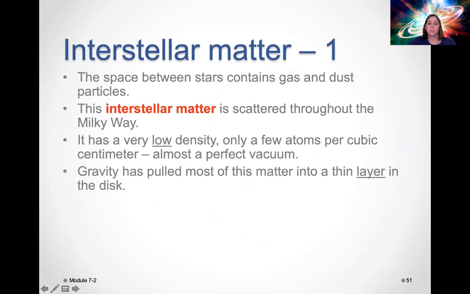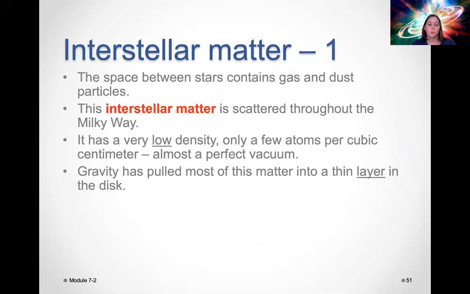The space in between stars contains gas and dust particles. This is called the interstellar matter. Inter is a root word meaning in between. Stel is a root word meaning star. So in between the stars, we have matter. It has a very low density, only a few atoms per cubic centimeter, so it's almost a perfect vacuum.